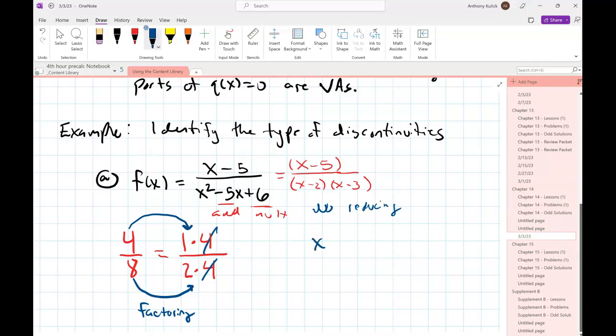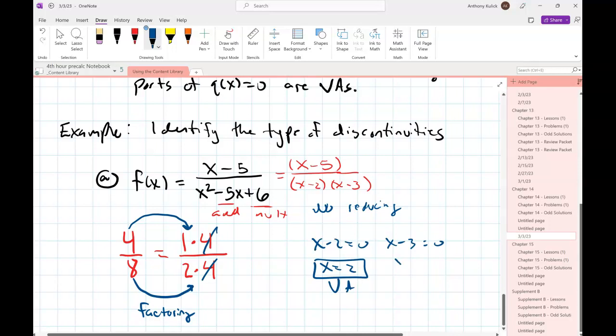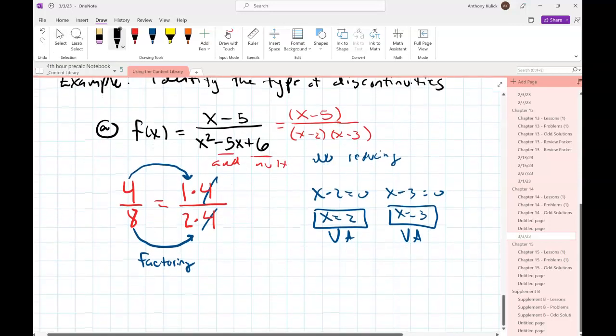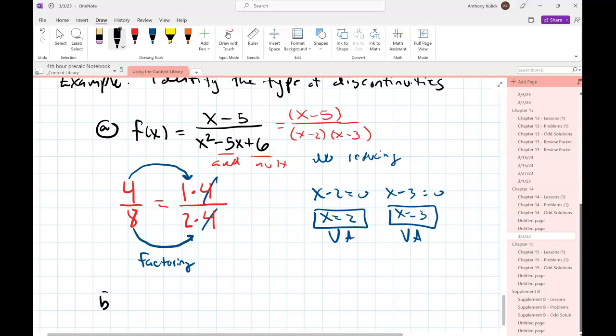So since that's the case, I can just take the factors in the denominator, set them equal to 0. And I get solutions. Each of those solutions is a vertical asymptote. Everybody's okay with that? So how many vertical asymptotes can I have in a function? Lots, right? As many as I want. Realistically, are you going to have more than like 2 or 3? Probably not. Of course.